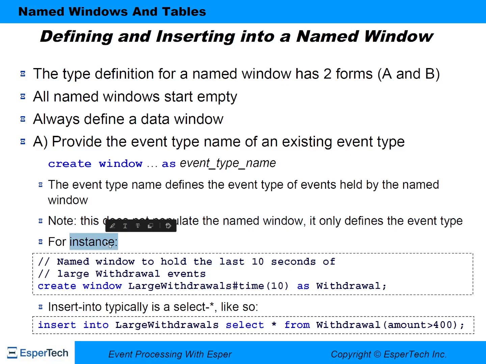For instance, the EPL that defines a named window that holds the last 10 seconds of large withdrawal events is create window LargeWithdrawals#time(10) as withdrawal. The insert into, for this example, is a select star, like so. Insert into LargeWithdrawals select * from withdrawal(amount > 400).